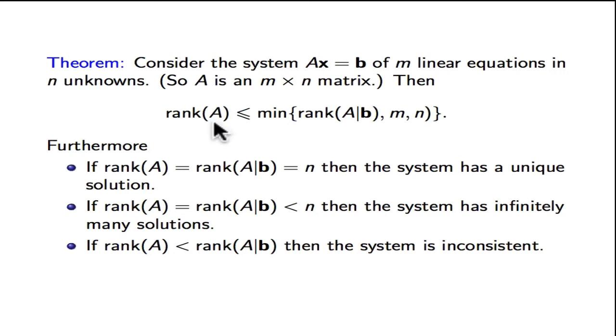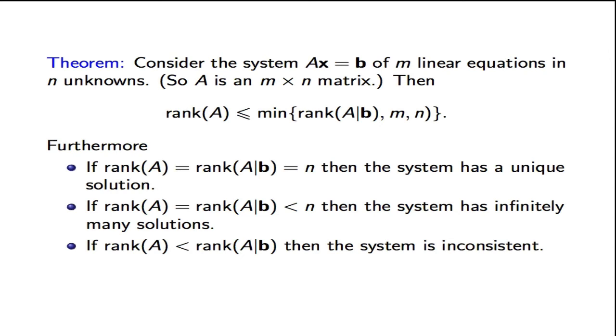Okay, and now the important part of the theorem. So either the rank of A is equal to the rank of the augmented matrix, and then we have 2 subcases. Either both ranks are equal to n, the number of unknowns, and then the system has a unique solution, or both of them are equal, but they are less than the number of unknowns. And in this case, the system has infinitely many solutions. And the final case is that the rank of A is less than the rank of the augmented matrix, in which case the system is inconsistent.